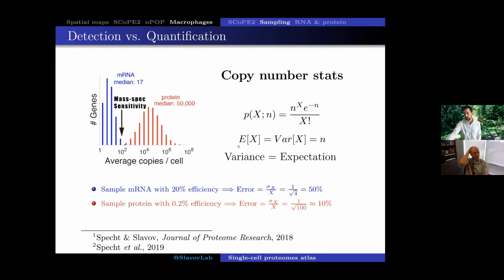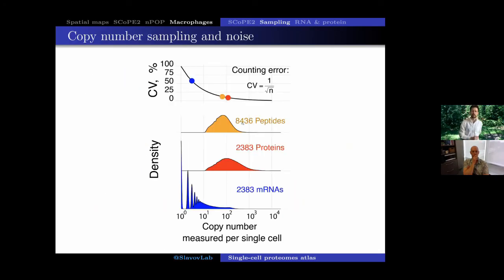Now, we speculated a while ago that we should be able to do more than detect proteins, but actually quantify them by sampling a reasonable number of copies. And we wanted to test whether this theoretical prediction is borne out by the data. So we estimated the copy number of peptides and proteins that we detect per single cell per protein. And we found that on average, we sample over 20-fold more copies of peptides and proteins than we sample from messenger RNAs, as you can see here with the red distribution for the proteins compared to the blue for messenger RNAs.